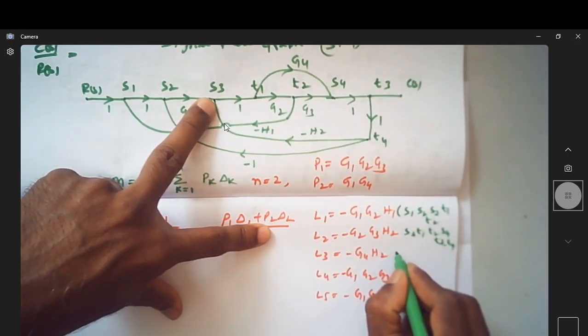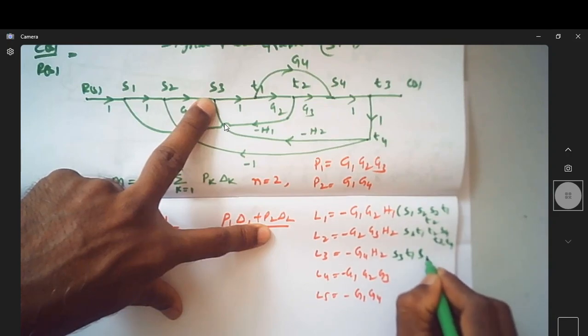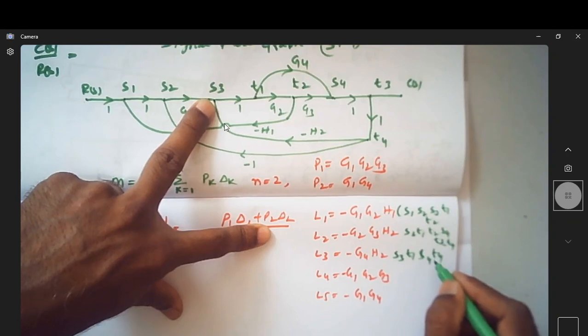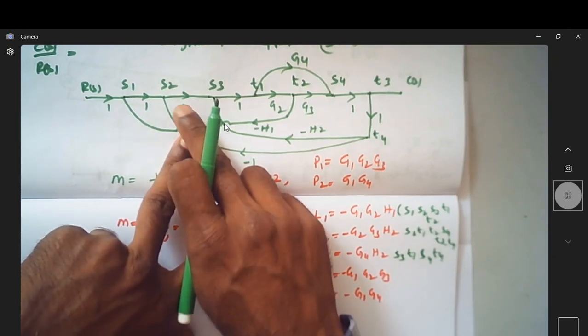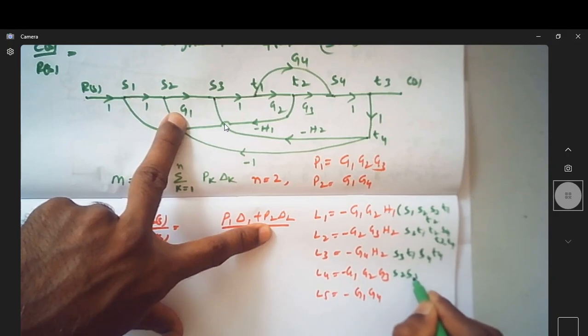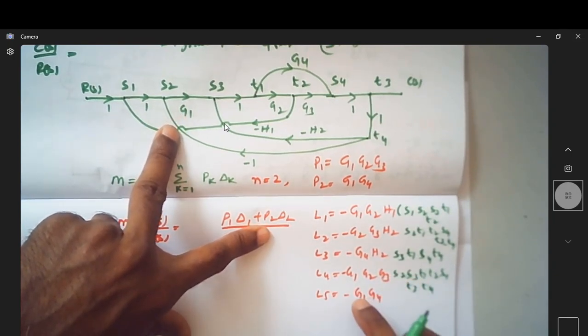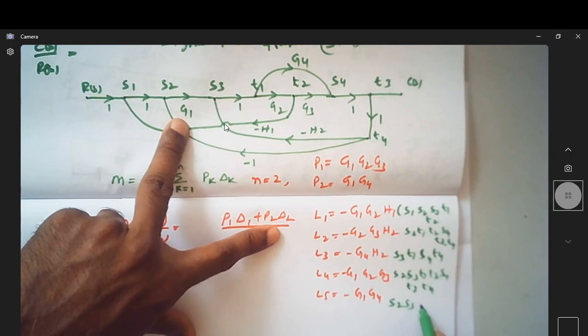So what are the associated nodes? S3, T1, S4, T4 coming back. And for G1, G2, G3, the nodes associated are S2, S3, T1, T2, S4, T3 as well as T4. So these are the nodes associated. How about G1, G4? It is S2, S3, T1, S4, T3, T4.